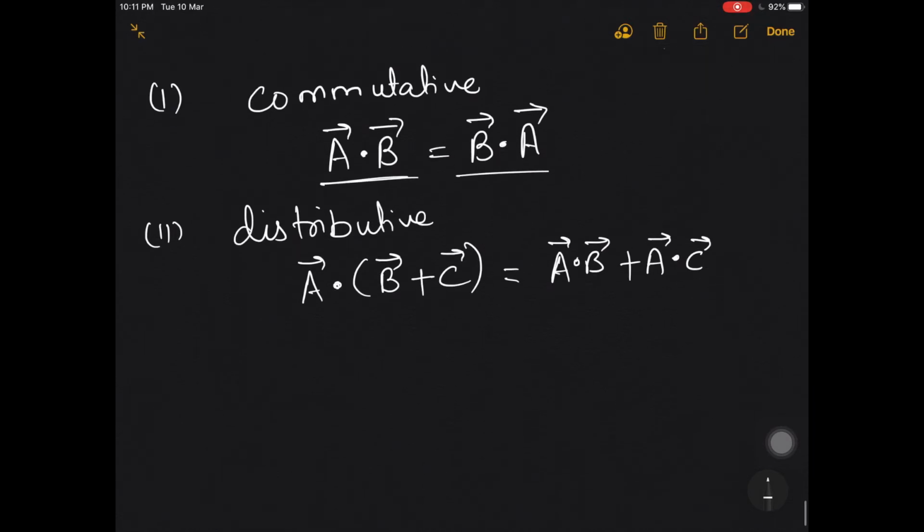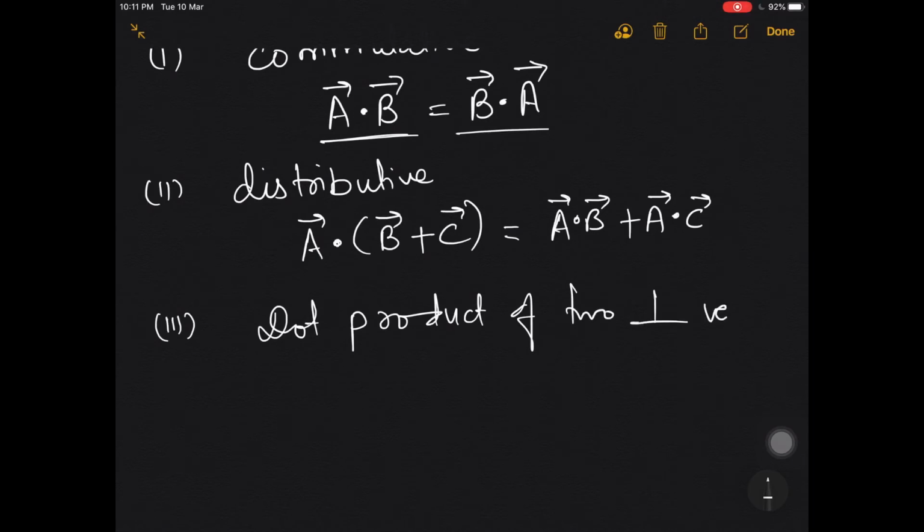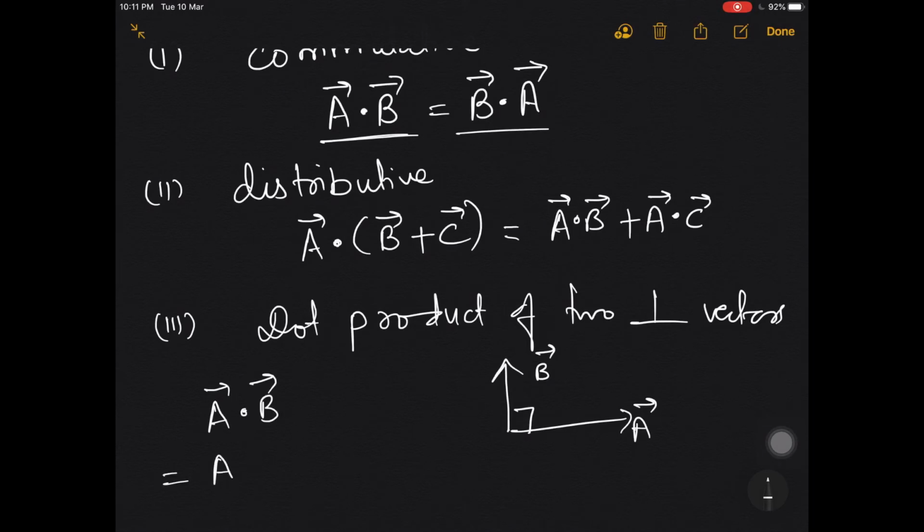Let's come to the third property. Let's see what happens if we multiply two orthogonal vectors, meaning two perpendicular vectors. I'm writing here the dot product of two perpendicular vectors. Suppose I have vector A and perpendicular to it I have another vector B, and I want to calculate its dot product. So I will do A dot B, which is mod A mod B, cos of the angle in between them.